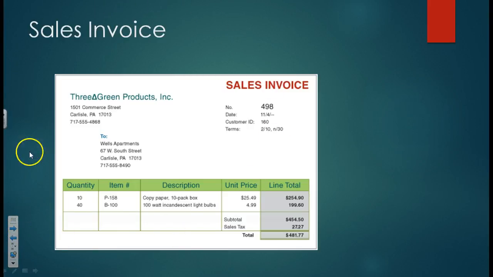If you look at a sales invoice, which last chapter we did purchases, right? We got the invoice in because we owed the money. Now we're going to be sending the invoice out to our customers. So 3 Green is sending a sales invoice to Wells Apartments. They've purchased this amount of stuff from us. Here's the sales tax, and here's the total. So what would this transaction look like? Well, let's take a look.